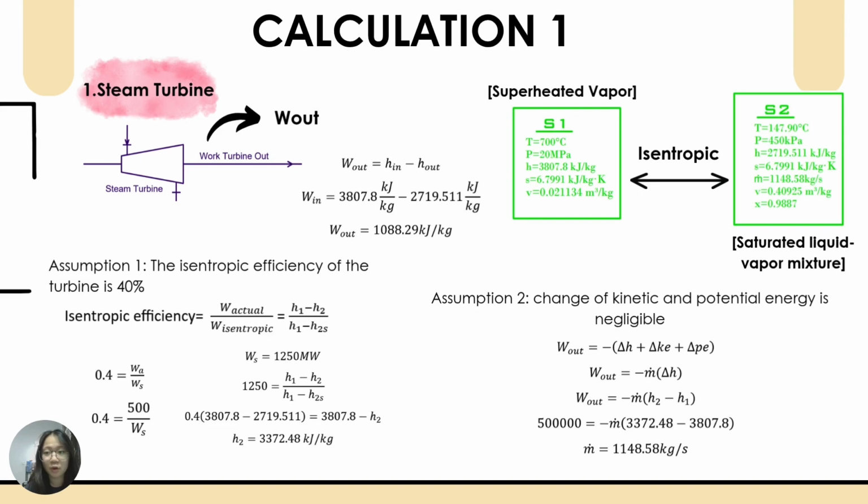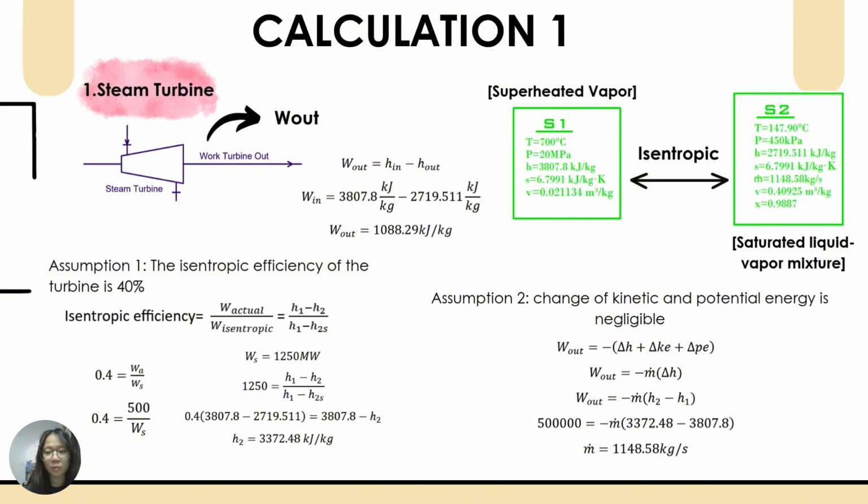For turbine, this is the component we've worked out. We assume that the capacity of the power generation is 500 megawatt and it has an isentropic efficiency of 40% for the turbine. With this assumption, we get to calculate the output stream of turbine that has a value of 3372.48. We're using the formula work done actual over work done isentropic, which is also equal to enthalpy inlet minus enthalpy outlet over enthalpy inlet minus enthalpy isentropic outlet.